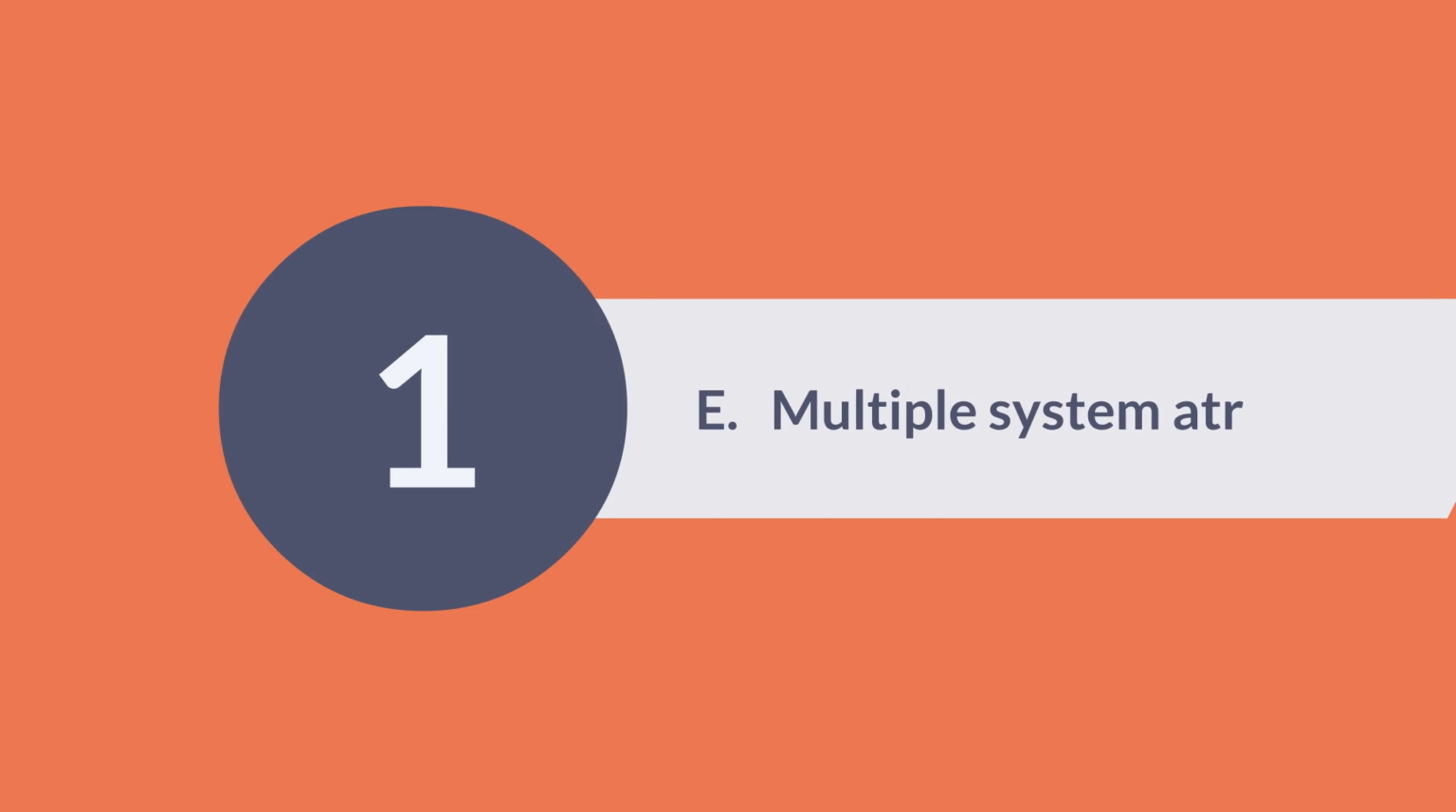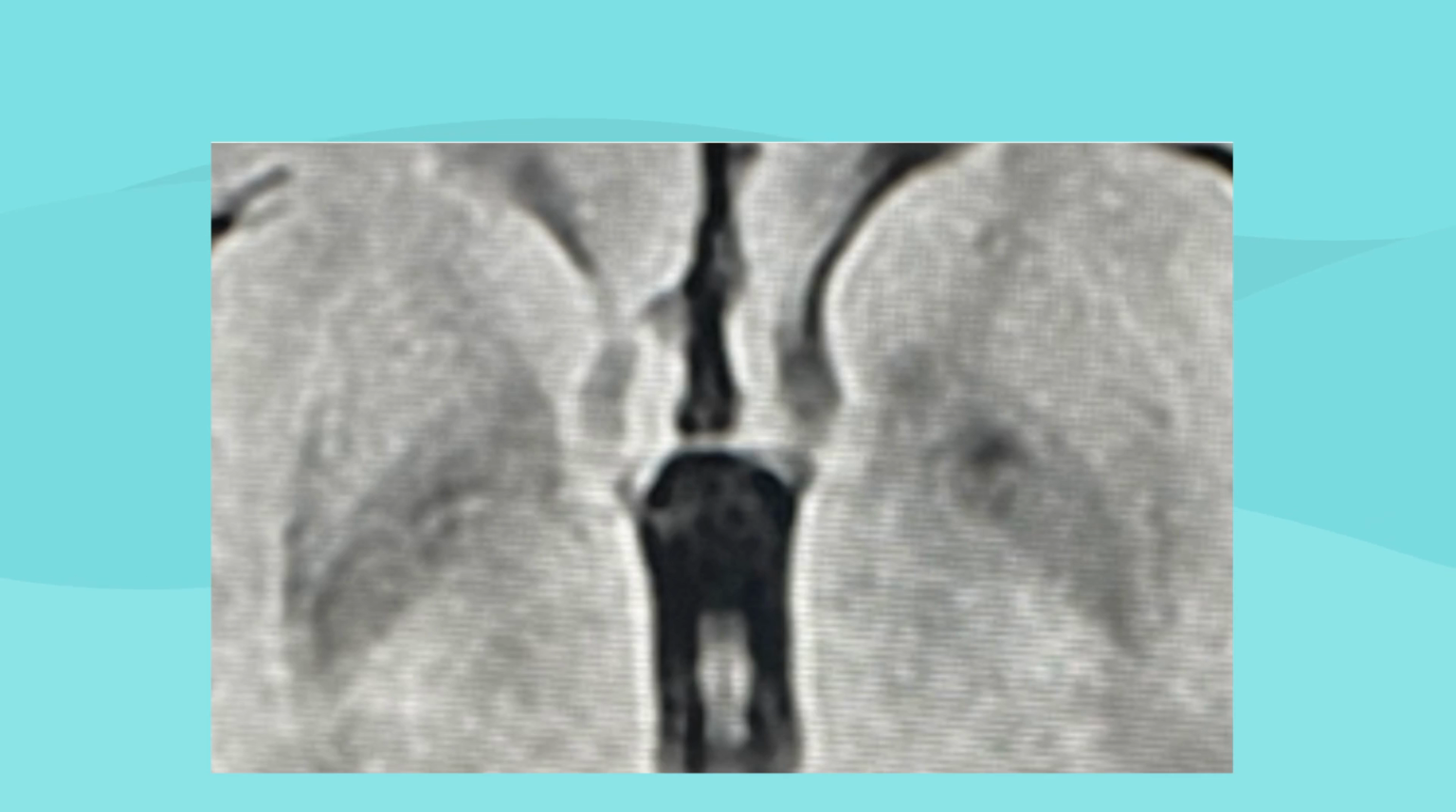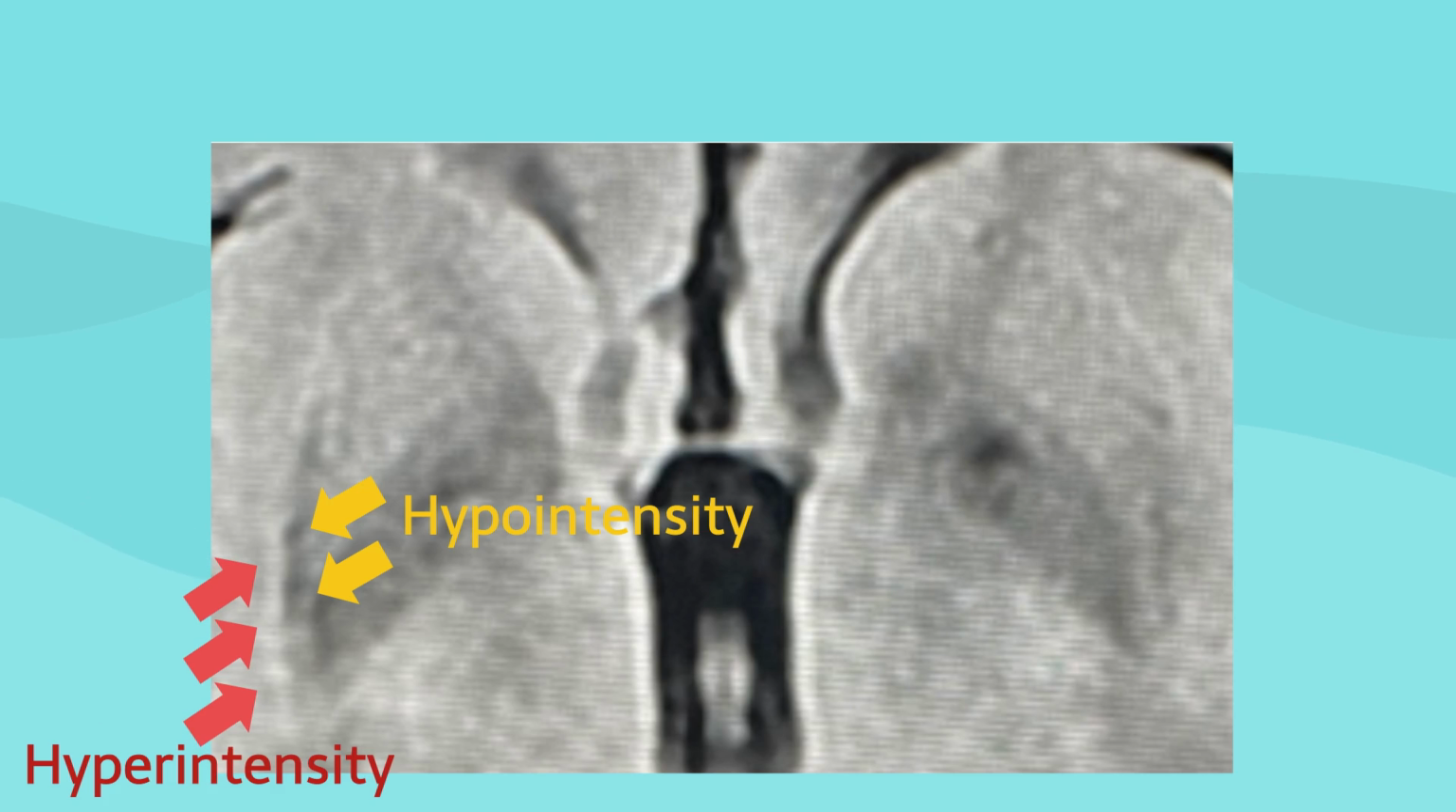The answer is E. Multiple system atrophy. Please take a look closely at the flare image at the level of the basal ganglia. There is a hypointensity area posterolaterally on the right putamen. There is also a linear hyperintensity area on its outer side, suggesting degeneration of the right putamen.